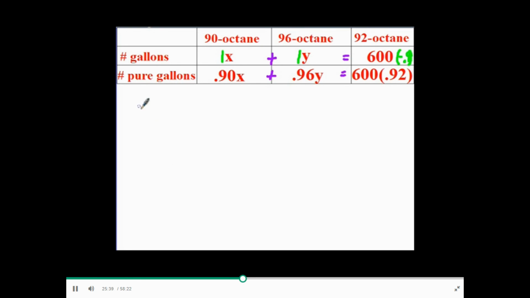Now I am prepared to multiply straight across. So negative 0.9 times 1 is negative 0.9. Negative 0.9 times 1 again is negative 0.9. I almost wrote plus. Be very careful with your signs there.